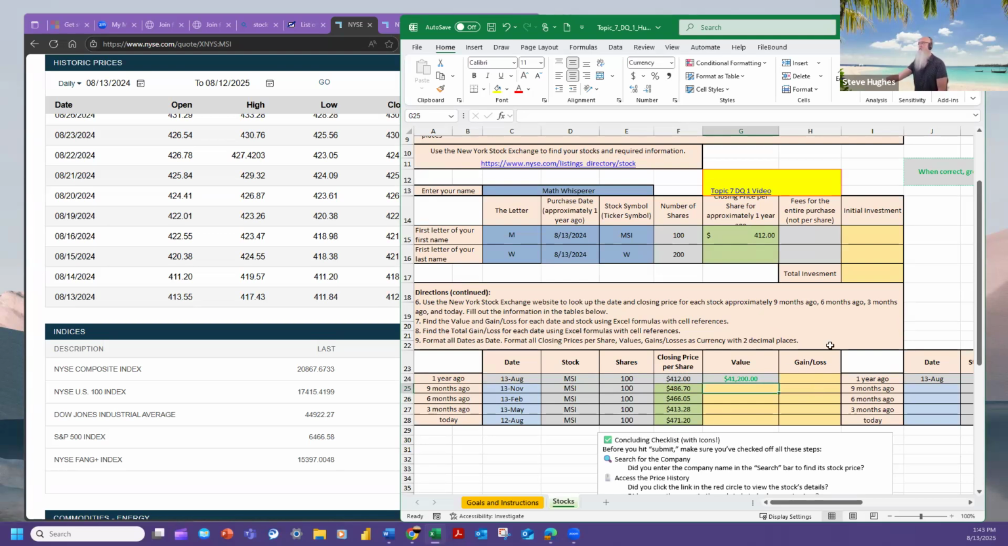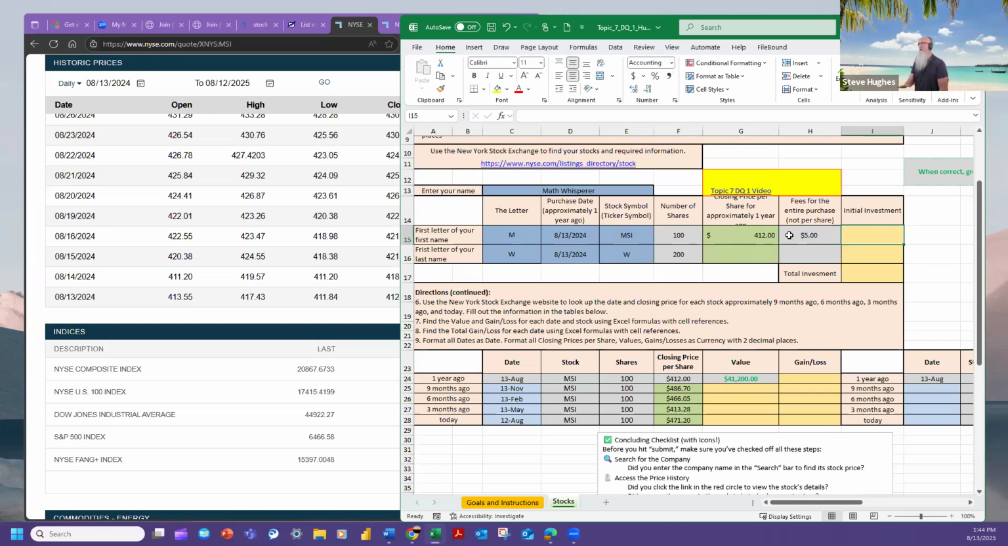I can't calculate the gain or loss yet until I calculate my initial investment. So I'm going to go up here. I have the number of shares is 100. The closing price a year ago was 412, just like I had there. The fees are $5. So the formula is the same, except I have to be sure to add in the fee at the initial purchase time.